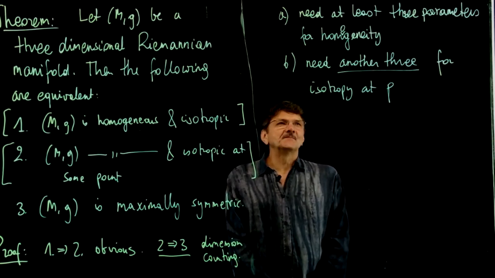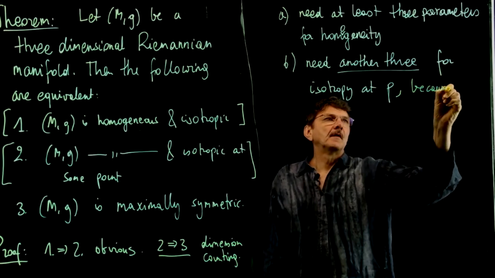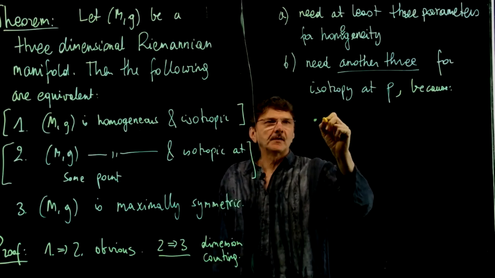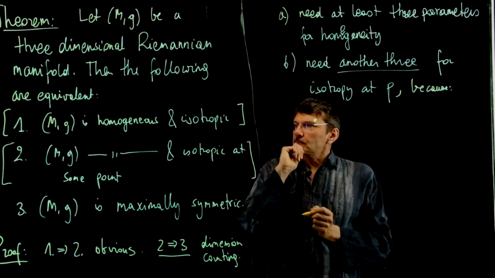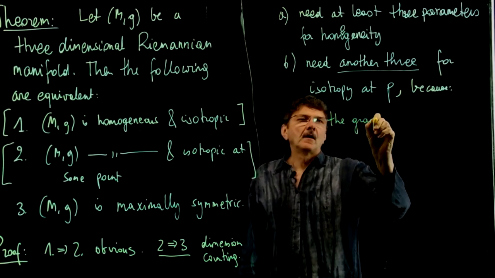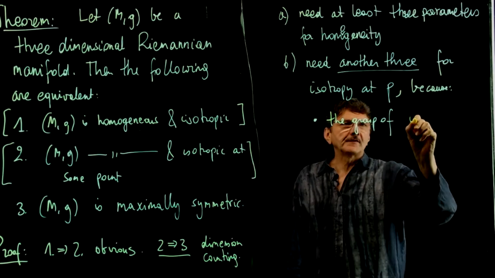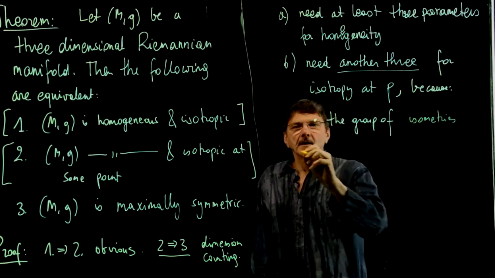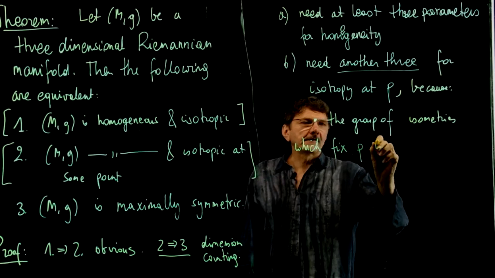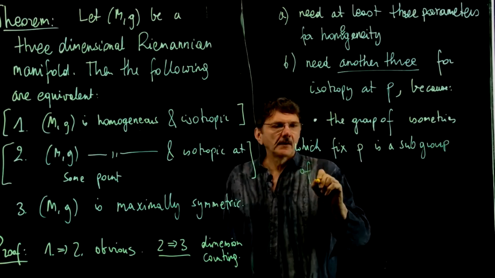So how does this work? Because first, the group of isometries which fix P is a subgroup of the rotation group.